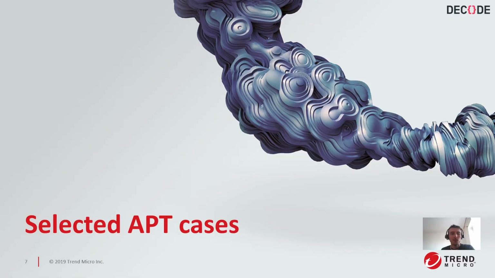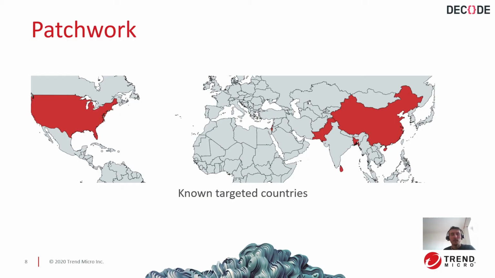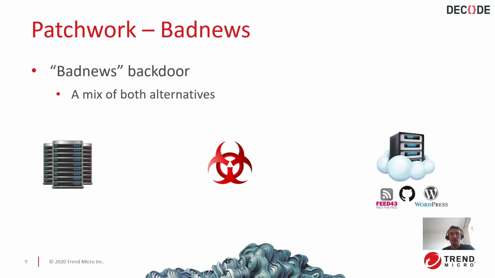Now, after a very short introduction, we will show a few selected APT cases which we investigated in the past. We start with one group called Patchwork. It is a group or threat actor based in South Asia. Every time I mention some threat actor, I will show you this map. In this map, there are countries in red which have been targeted. As you can see, the threat actor is based in South Asia and mostly targeting Asian countries, plus there have been some cases of targeting the United States.